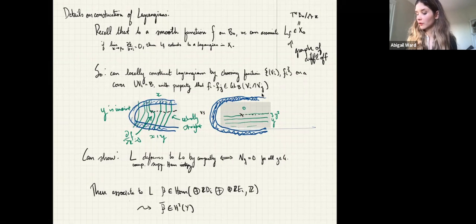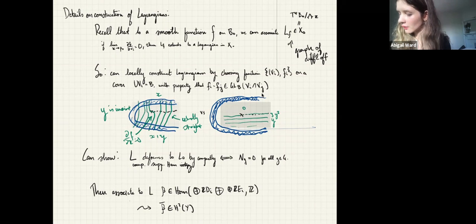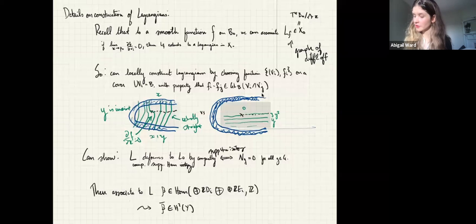These Lagrangians, if I did that gluing process, would not be Hamiltonian isotopic to each other under a compactly supported Hamiltonian isotopy, but they would be everywhere outside of this shaded region. And I can show that L deforms to the zero section by a compactly supported Hamiltonian isotopy if and only if all of these bins in G vanish. So then again, we can associate to L some element of the second homology of Y.